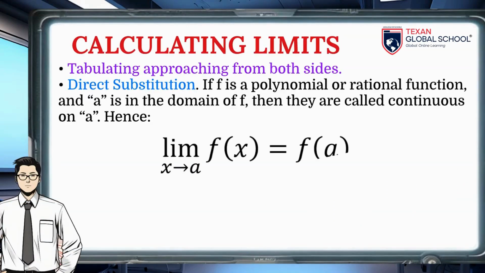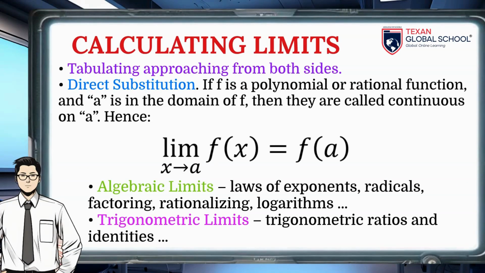Each limit has its own peculiarity, so we must consider possible calculating options. The first method is the one shown above, tabulating, approaching from both sides. Also, we can obtain the calculation of a limit by direct substitution, with the definition presented on the board. Some are calculated using algebraic and trigonometric tools, so it is important to review previous courses.